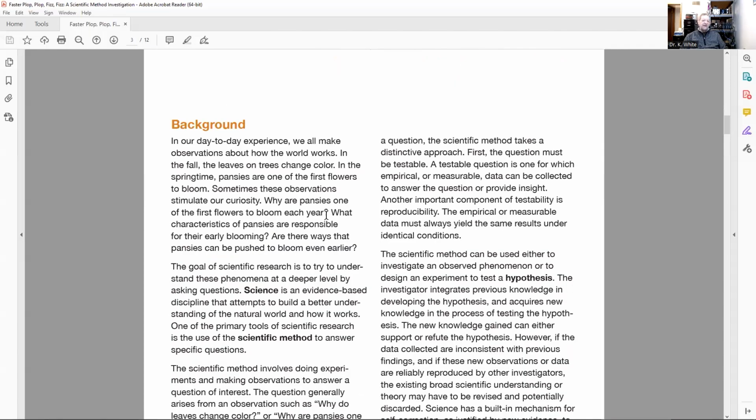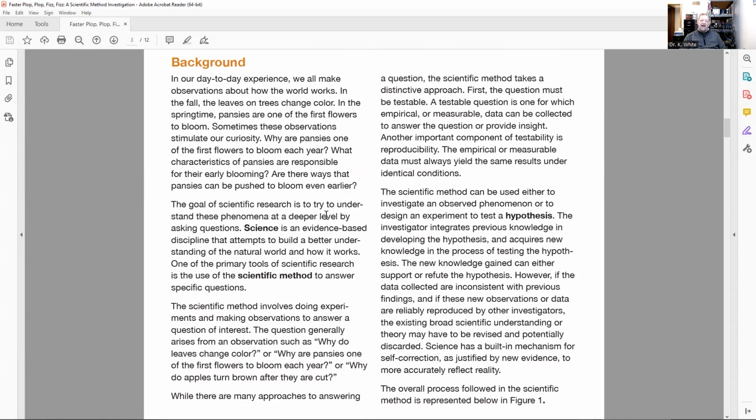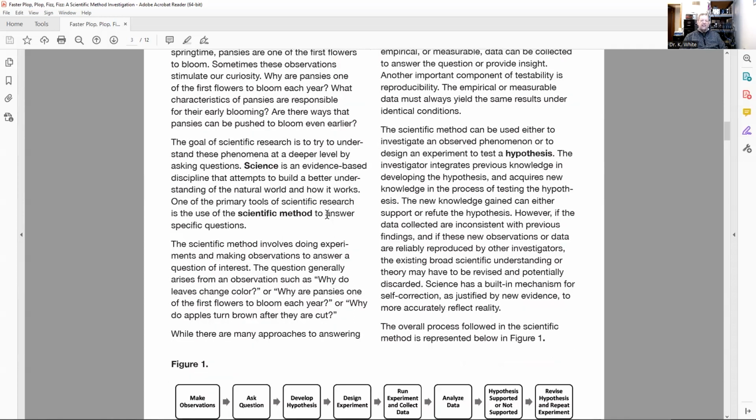All right, now I'll let you read the background, but this lab is to teach you what's called the scientific method. And the method involves doing experiments and making observations. And this allows you to answer a question about something you observed, or in my case, when I worked in the chemical industry, one of the important things using scientific method was to solve difficult plant problems.